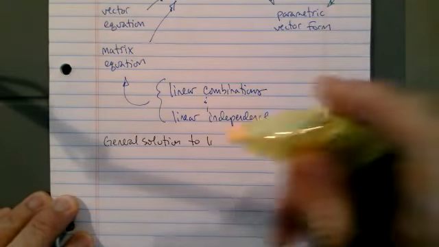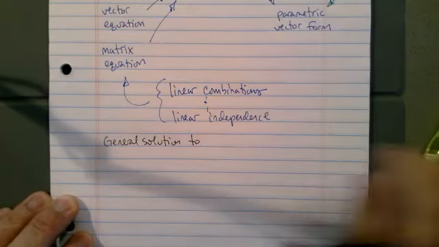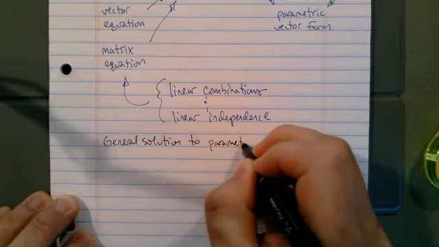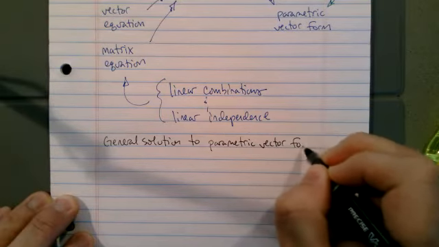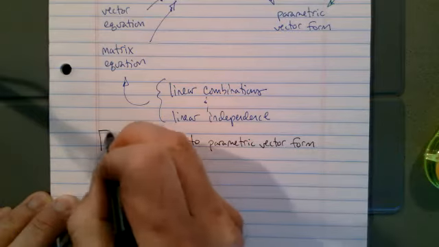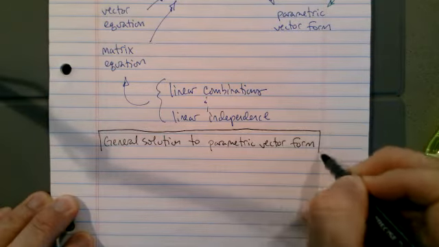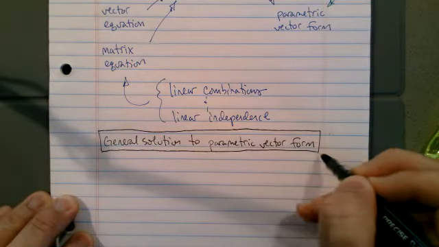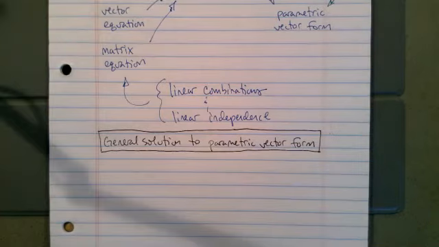General solution to a linear system, and we're going to convert it to parametric vector form. We want to talk about how to convert the general solution to the parametric vector form. This is just another piece of the mechanical bit that we need in this class.